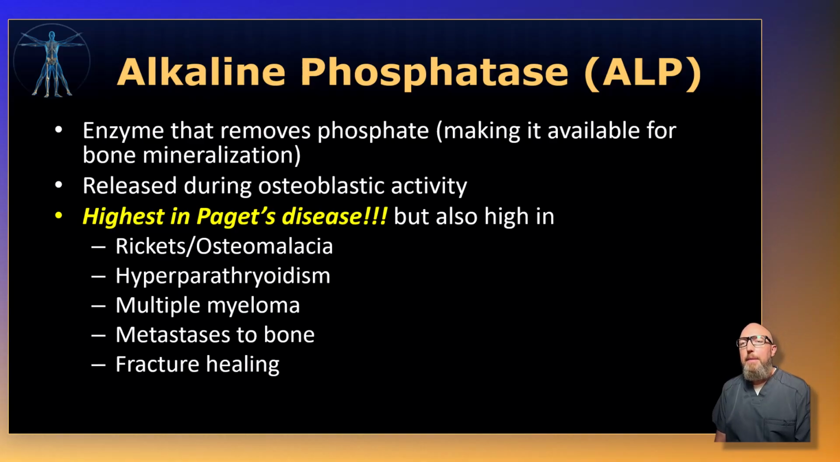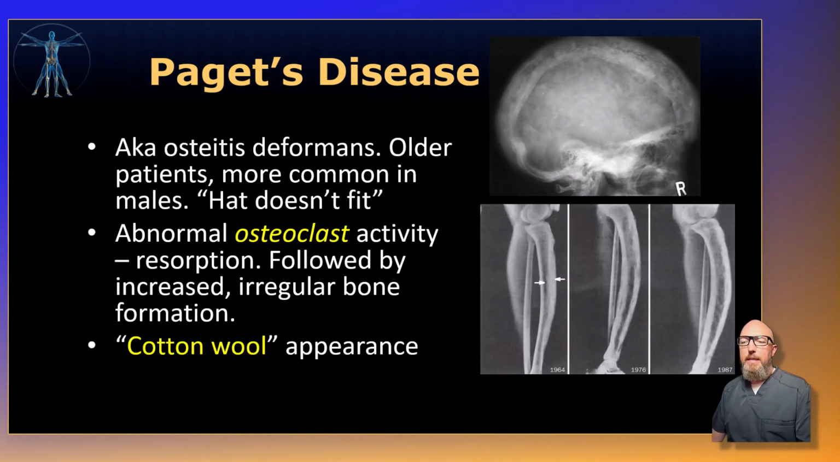But keep in mind, it may be elevated in some of these other diseases: rickets, osteomalacia, hyperparathyroidism, multiple myeloma, metastases to bone, and even fracture healing. So anything where there's a lot of bone turnover, it could have high ALP. It's just when it's Paget disease where it's off the charts and everything else is pretty much normal. And speaking of this, we already covered it in the multiple radiopacities lectures, so let's hit on it really quickly.